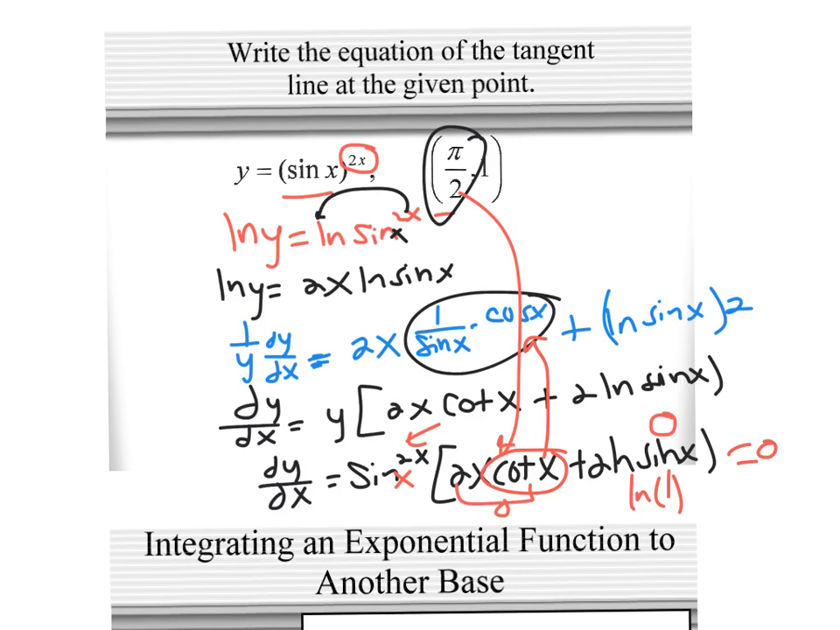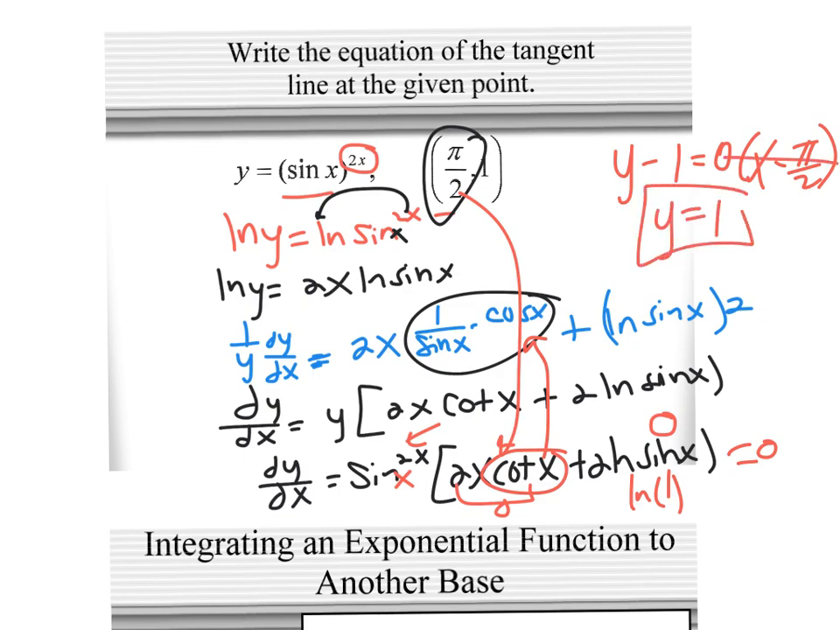So your equation, if you were to plug in 0 for your slope, ends up being y minus 1 equals 0 times x minus pi over 2. This cancels, right? So you end up with y equals 1 as your tangent line. And if you were to graph it, you'll see that as well, that the tangent there is going to be a horizontal line.